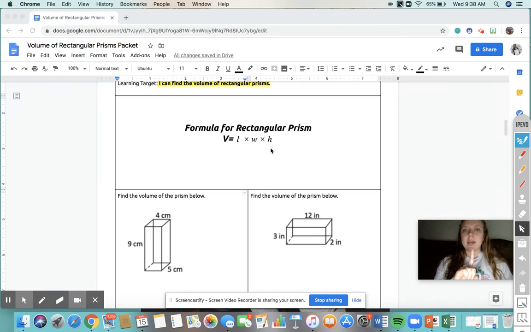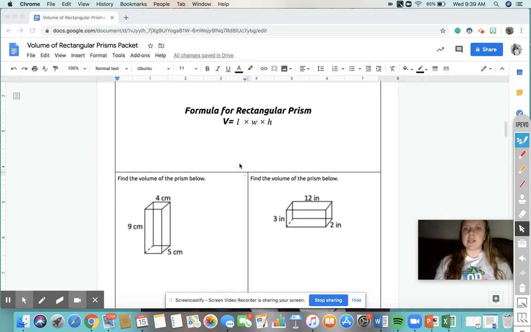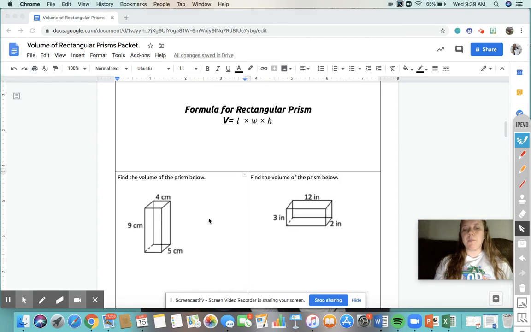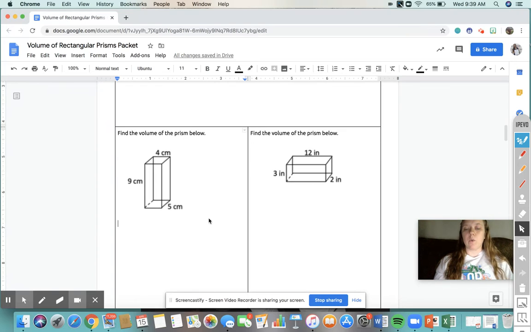Because one, it will help you learn the formula better if you're consistently doing it. But two, over the past couple of weeks, there's been a lot of packets turned in that don't have the correct answers, and we aren't sure how you're doing it because you're not showing your work all the way. So this allows us to be able to see what you are doing wrong.